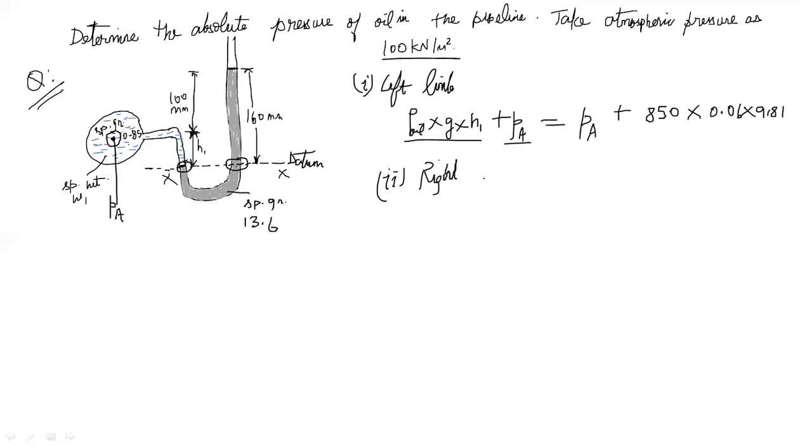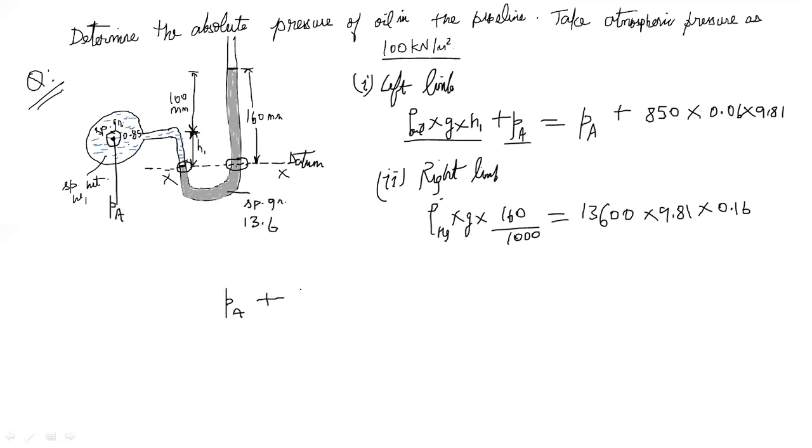So in the right limb, the pressure that we have is density of mercury into g into this height, 160 mm, which is 160 by 1000 meters. For the density of mercury, we have specific gravity of mercury as 13.6, simply multiplied by 1000, g as 9.81, and this would be 0.16. So equate these two in this equation.